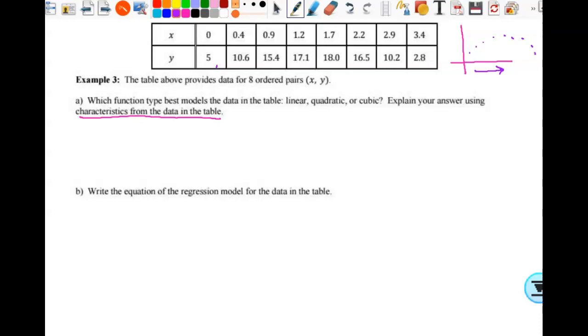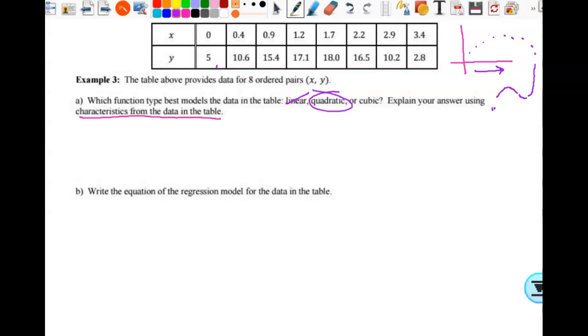First of all, do you think this is linear? No. Okay, so linear is out the window. It looks like it could probably be quadratic, right? If it increased and then decreased and then increased again, then it might be cubic, right? But we don't know that. Based on what we have, we see that it increases and then it decreases. So which one makes the most sense here? Quadratic, okay.